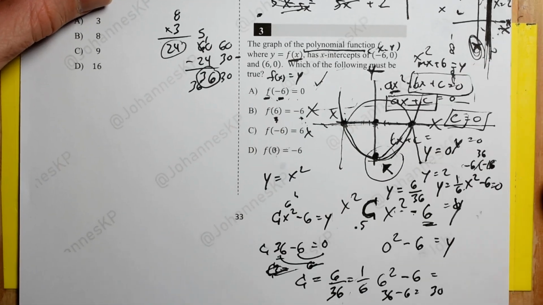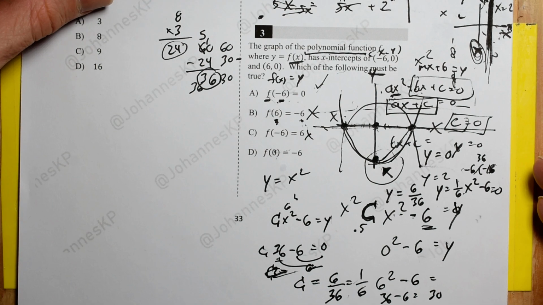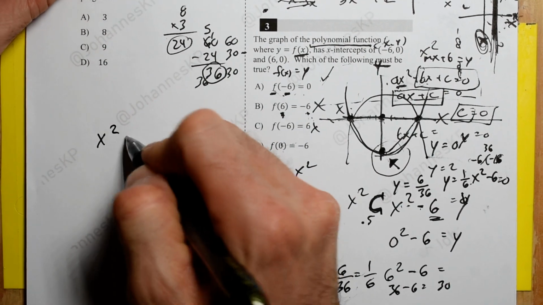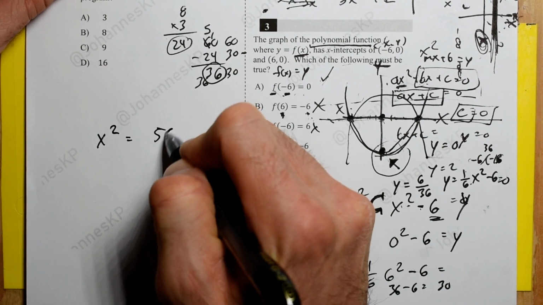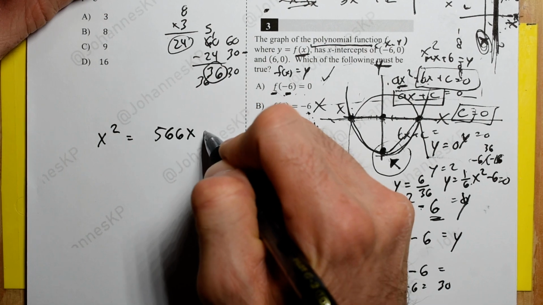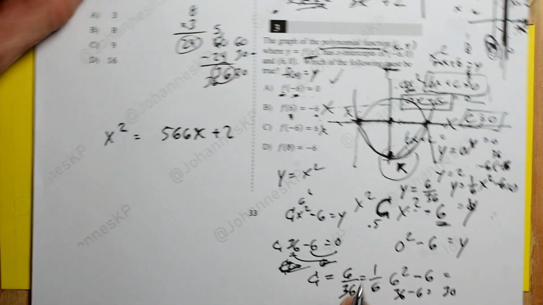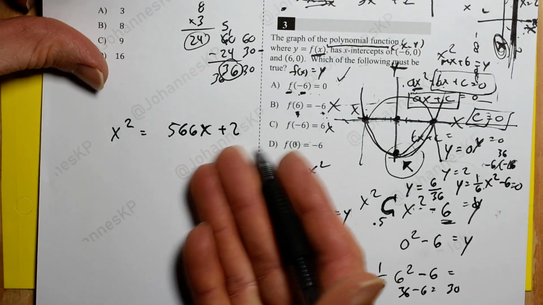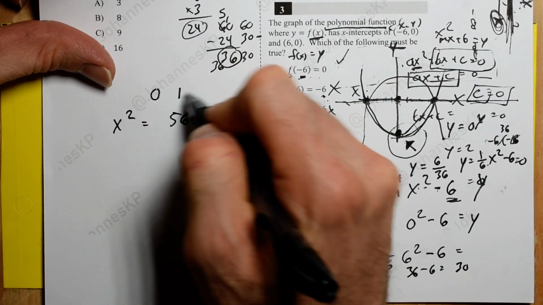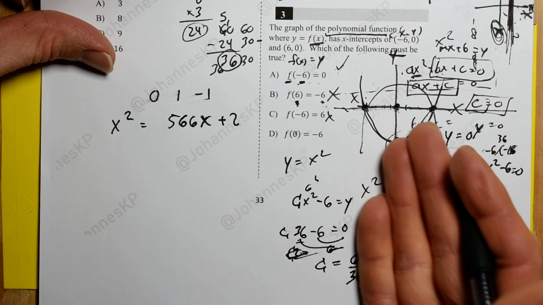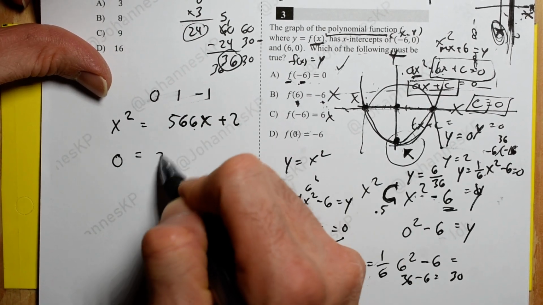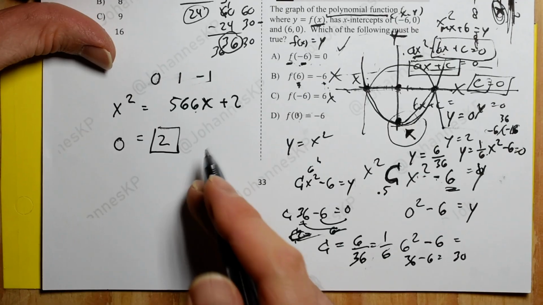Sometimes, I mean, let's say you just had x squared is equal to 566x plus 2. Like, you know what I mean? What the hell does this even mean? Well, let's throw in 0. I always do the 0, 1, -1 approach. Throw in 0. So we got 0 squared is equal to 0 plus 2, which is 2. And then circle the biggest number.